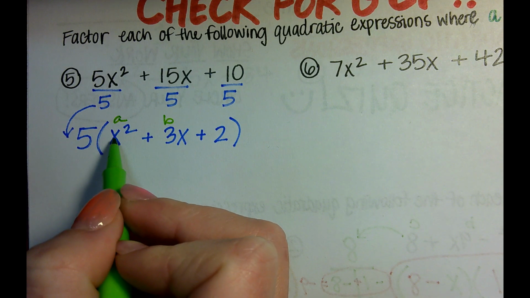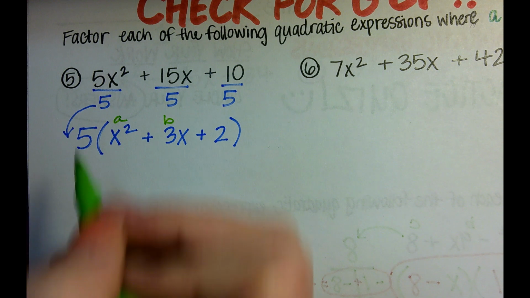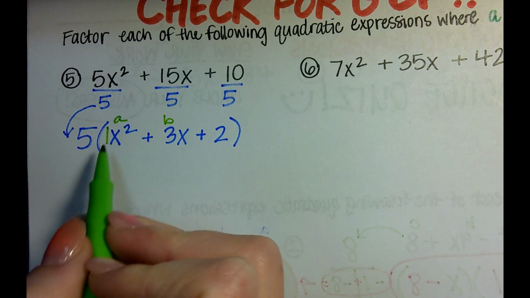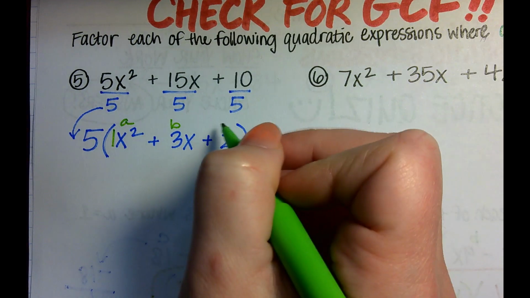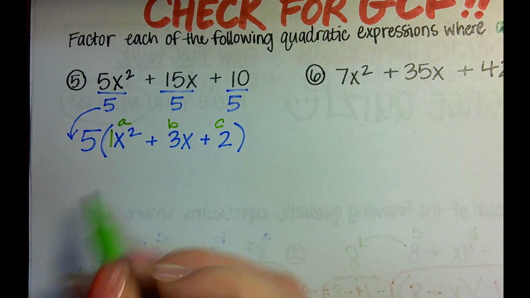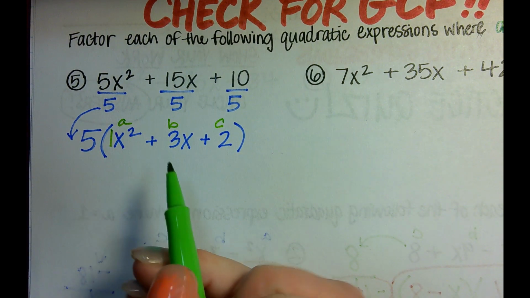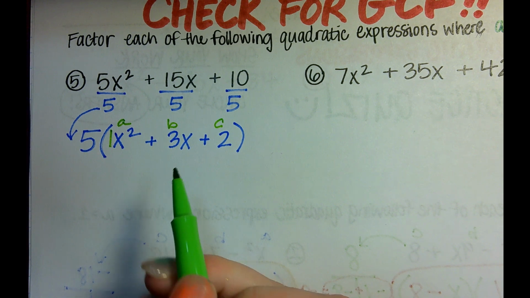So it's not the X, it's the number in front of it. And since there is no number, we assume there's an invisible 1. So A is 1, B is 3, C is 2. Now since A is 1, it's a little bit easier, right?